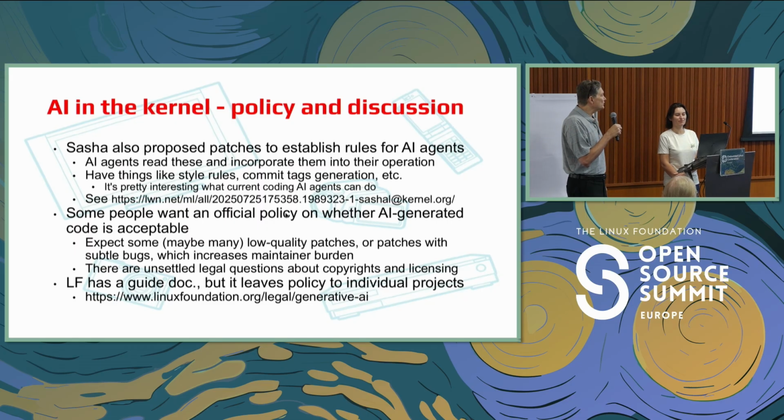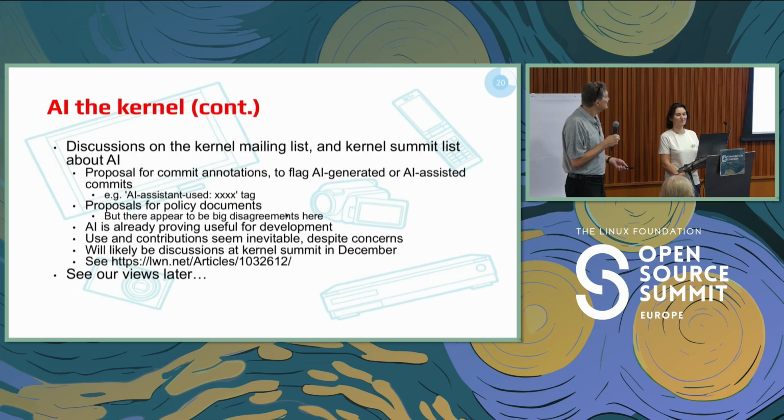So those are important issues. The Linux Foundation actually does have a guide document, but it basically leaves the policy to individual projects. So the Linux kernel has not adopted any official policy, and I think that's going to be a big discussion at the Kernel Summit coming up this year, what our AI policy is going to be. So stay tuned for information on that.